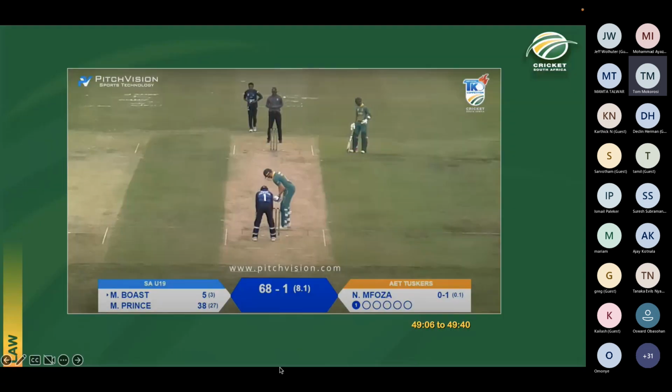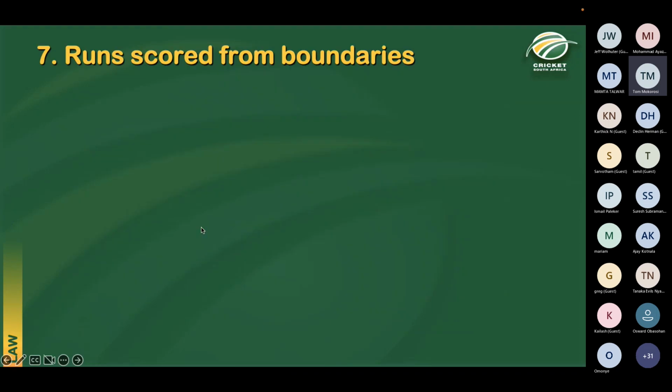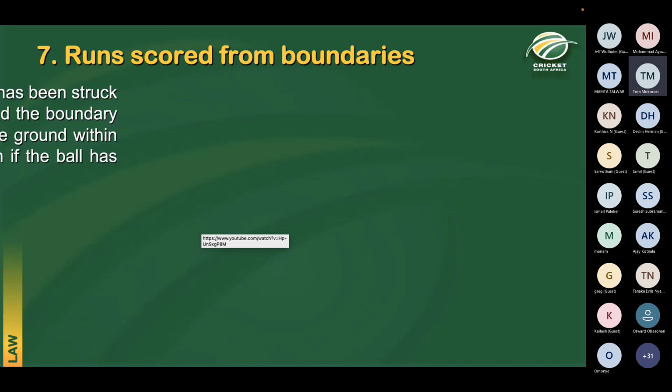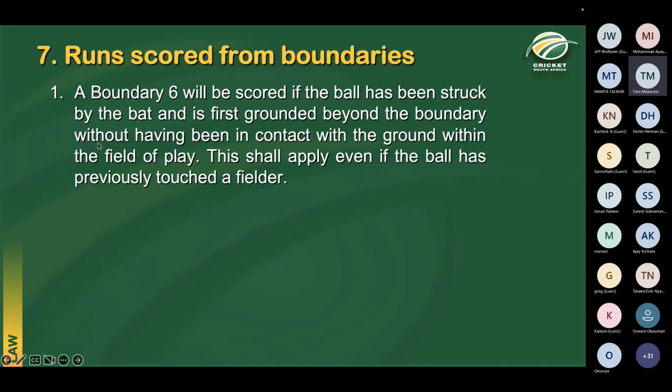Right, going back to the presentation. How many runs are scored from boundaries? We all know that we score a boundary 6 or a boundary 4. Let us look at the definitions thereof.